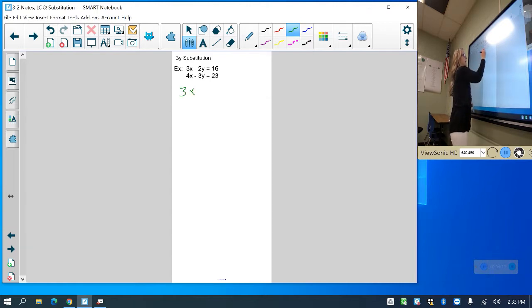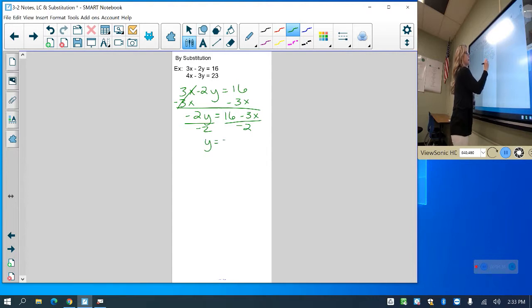So I have 3x minus 2y equals 16. I'm going to solve this for y. So I'm going to subtract 3x, and I have negative 2y equals 16 minus 3x, divide by negative 2. So I have y equals negative 8 plus 3 over 2x. And here's where we run into our fractions.